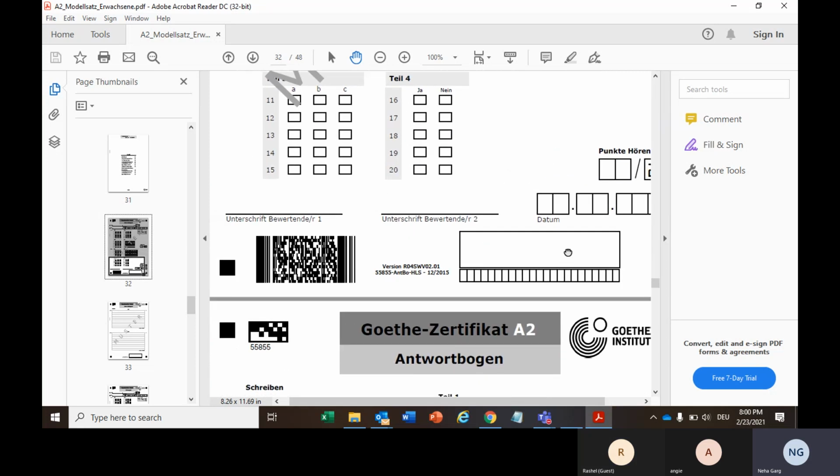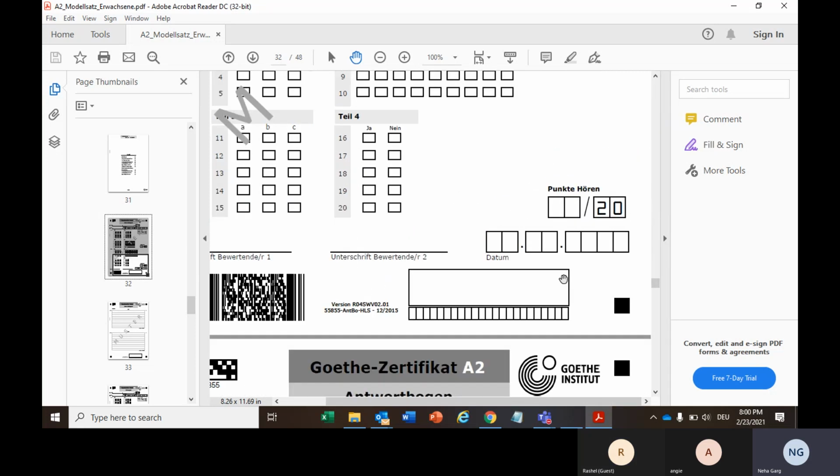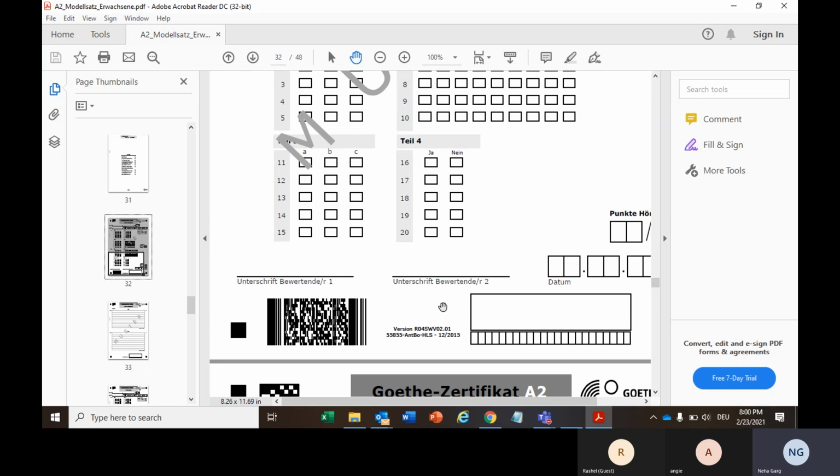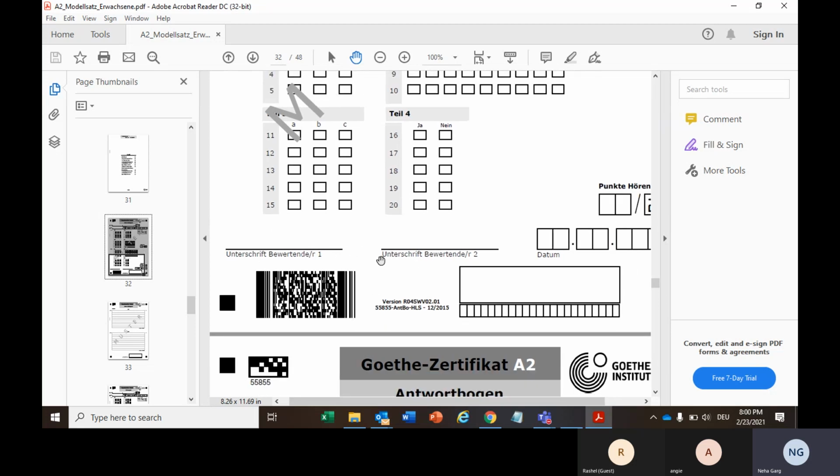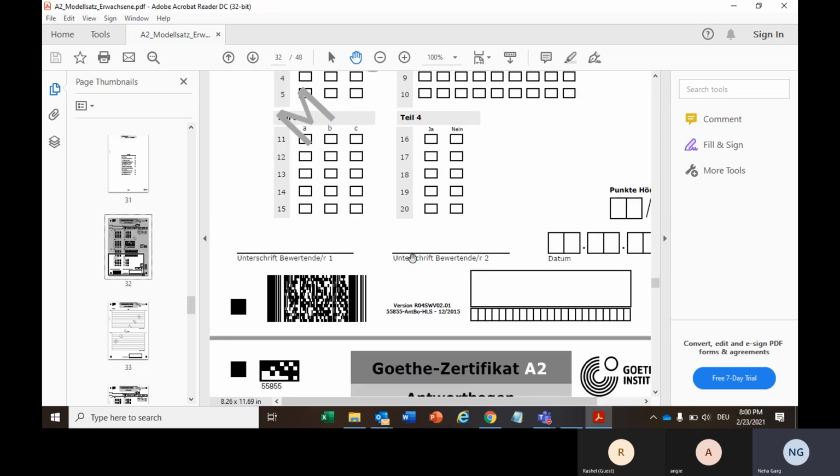And this is something for teachers to do. The date you can enter in Unterschrift Bewertender 1. Okay, so nothing much you have to do here. This will be done by the invigilator.